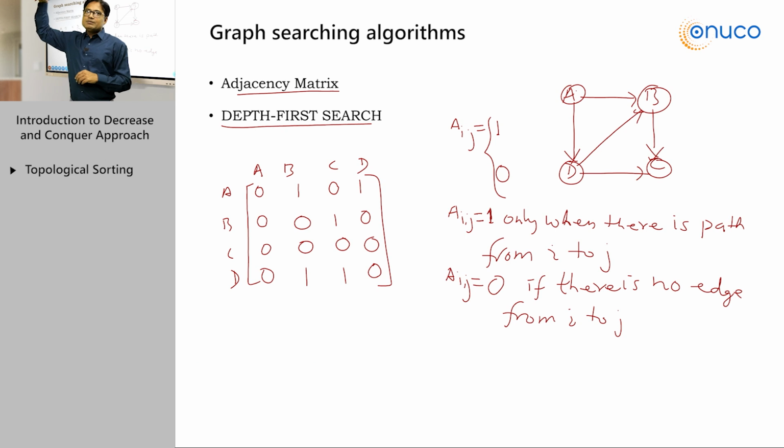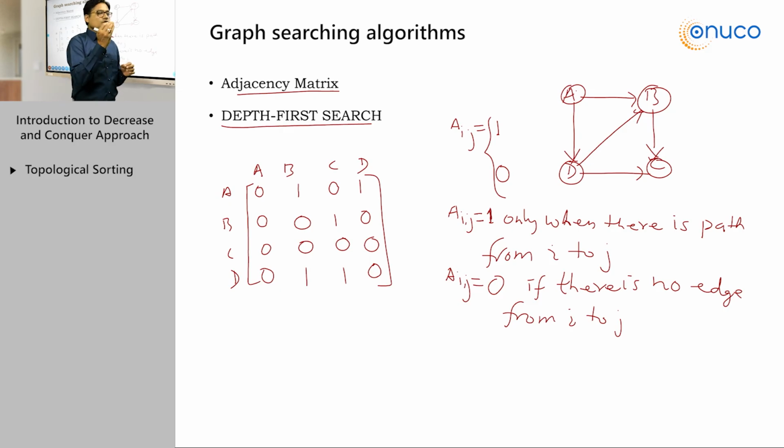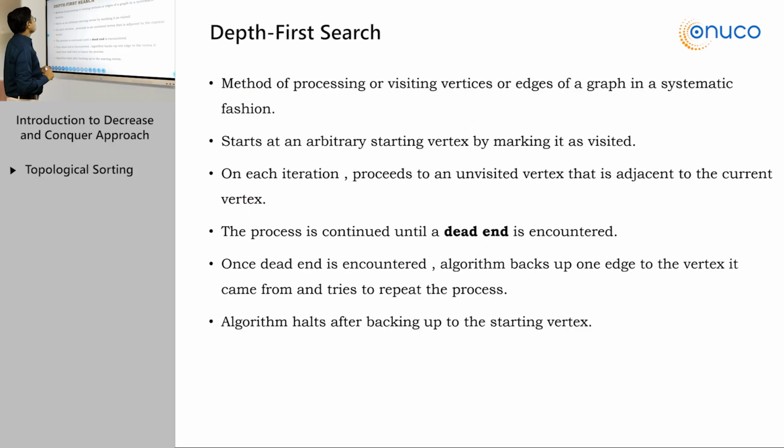So depth means what? If there is a continuous connectivity from one vertex to the next vertex, we will proceed accordingly, and if there is no way to move further, then we will go back by using backtracking. Okay, so let us see how exactly you are going to perform the task in depth first search.